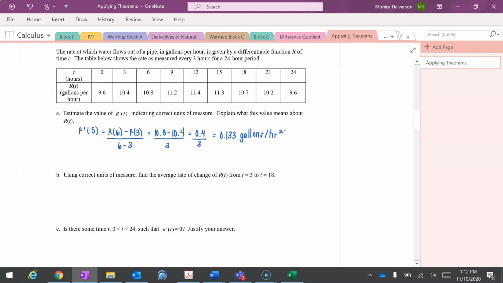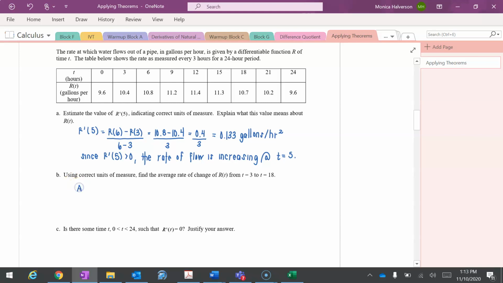So what does this tell us about r of t? This should be right away signaling to you, okay, what does the first derivative tell us? Well, since the first derivative is positive, that means the rate of flow is increasing at t equals 5. So once again, because the first derivative is positive, our original function is increasing. All right, using correct units of measure, find the average rate of change.